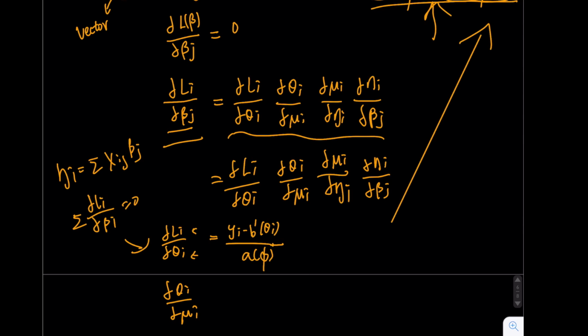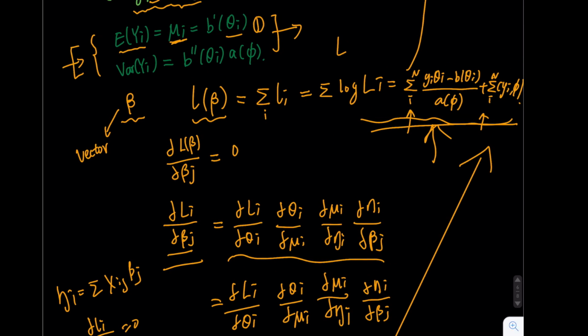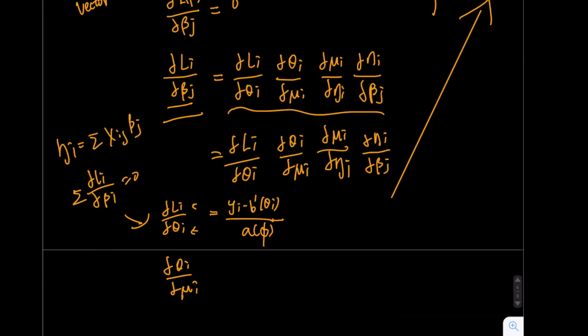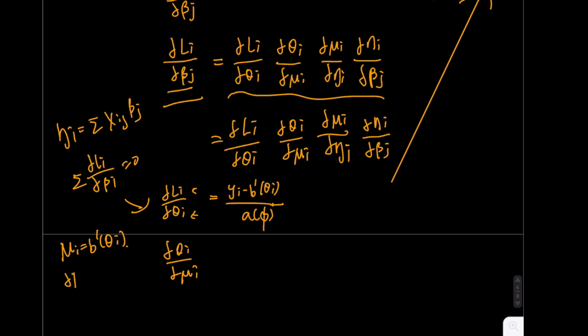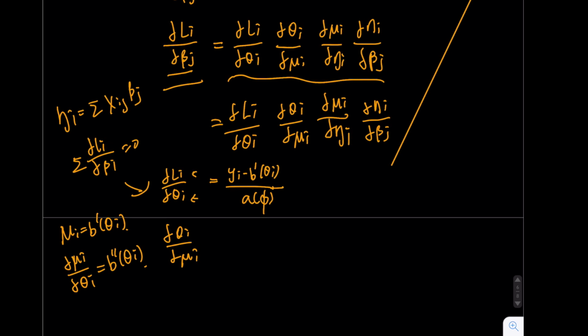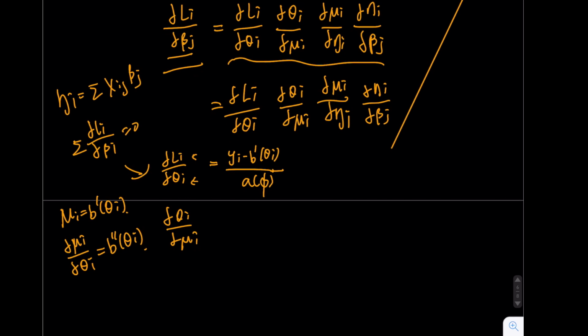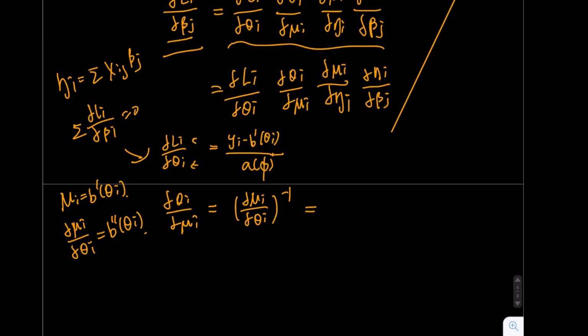The next part will be d theta i d mu i. And what do we know about this part? Here we are going to apply this equation 1, since mu i is equal to b prime theta i. So what we can naturally get is d mu i d theta i, which will be b double prime theta i. And by some rules of calculation, I'm just going to tell you d theta i d mu i is equal to the inverse of d mu i d theta i. So that's going to be 1 over b double prime theta i.